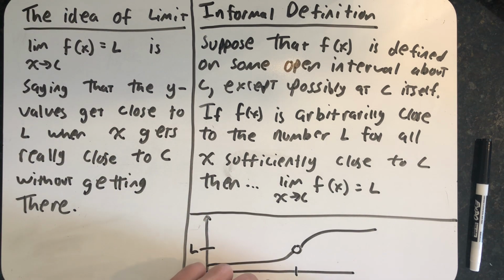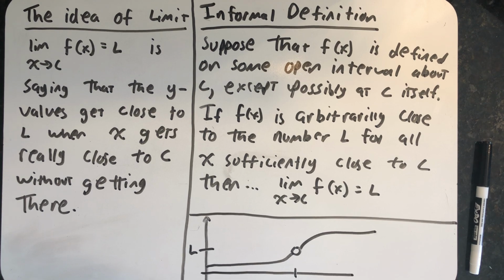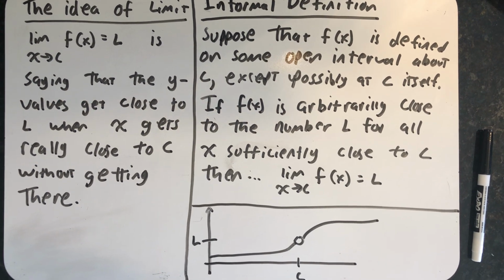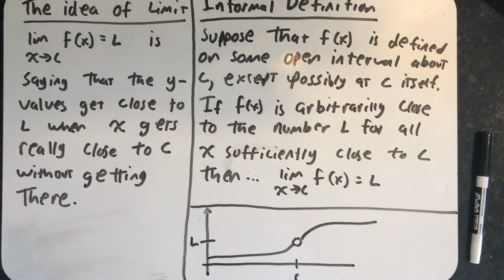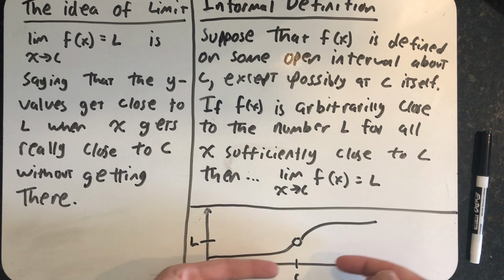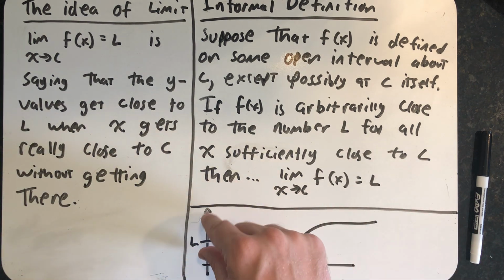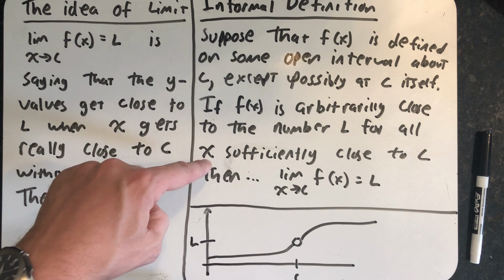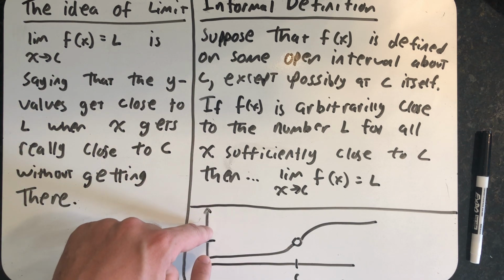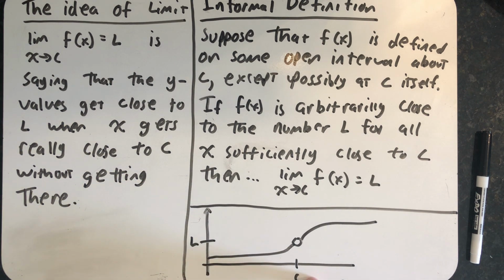And here I have a diagram that we're kind of used to. I'm going to move the camera a little bit. Can't see c down there at the bottom. There it is. If the x's get close to c, the y values get close to L. c's in my domain, and then L's talking about what the y values are doing. I do not know from this statement whether c's in the domain or not.